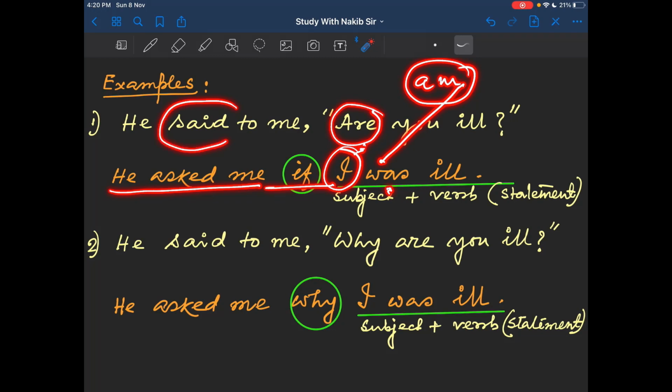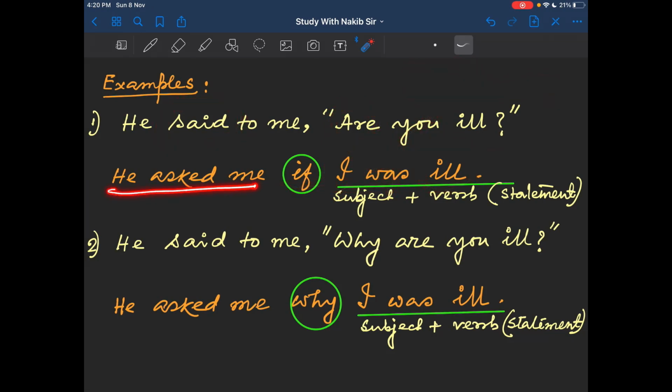But here the reporting verb is in the past tense. So am will go to I, but being changed to past tense. So the past tense of am is was. So it became I was. Ill is ill. So your answer is, he asked me if I was ill. Okay. Subject plus verb. This is the pattern of the statement, and it is followed after the connective for the reported speech in the indirect narration.